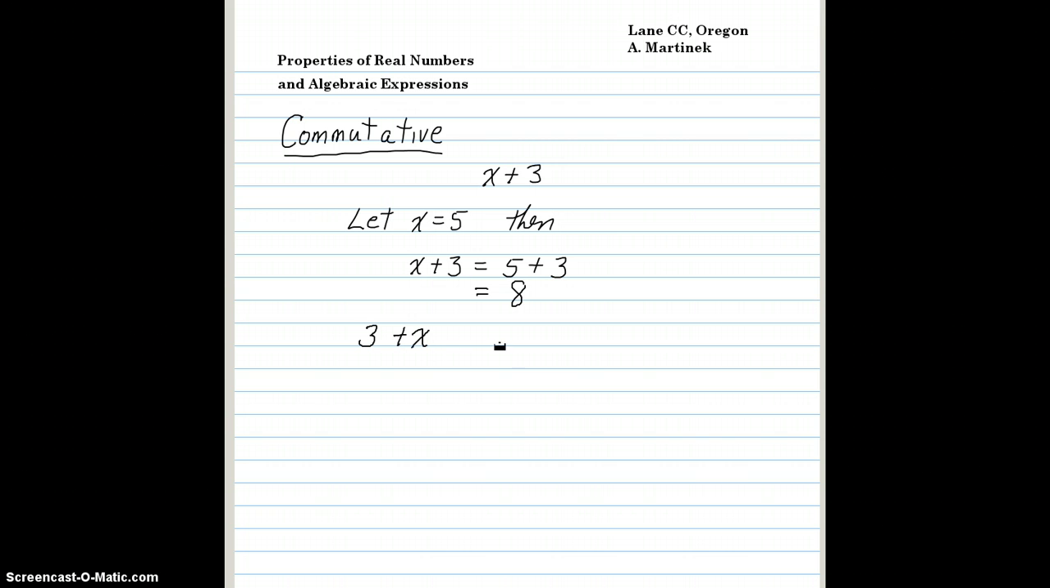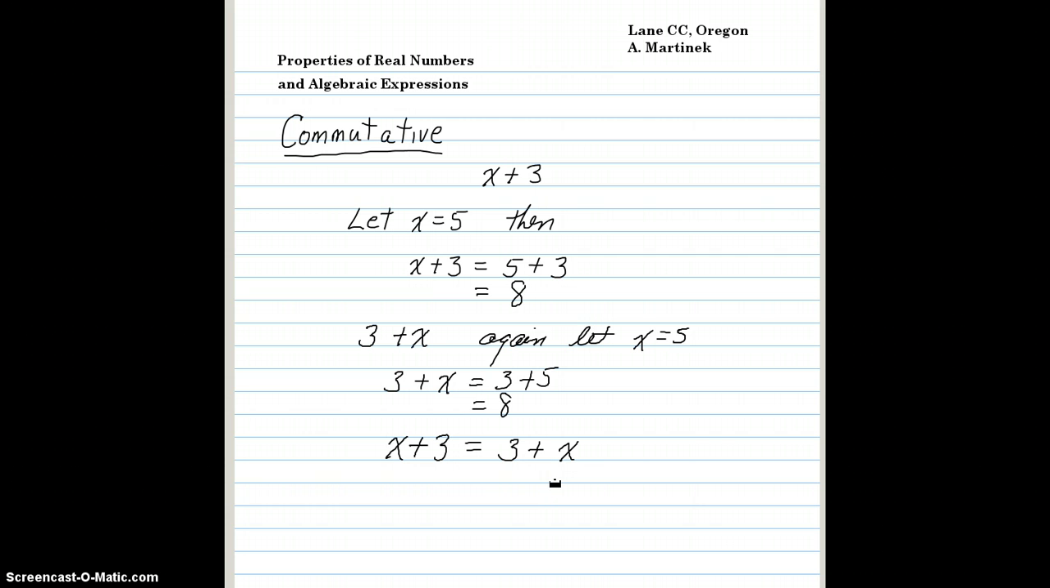Again, let x equal 5. Now I have 3 plus x is equal to 3 plus 5, which again equals 8. And we say that we have x plus 3 is equivalent to 3 plus x. And in this case, I would say something like 3 and x commute under addition. In other words, they go back and forth. It doesn't matter the order in which I write them.